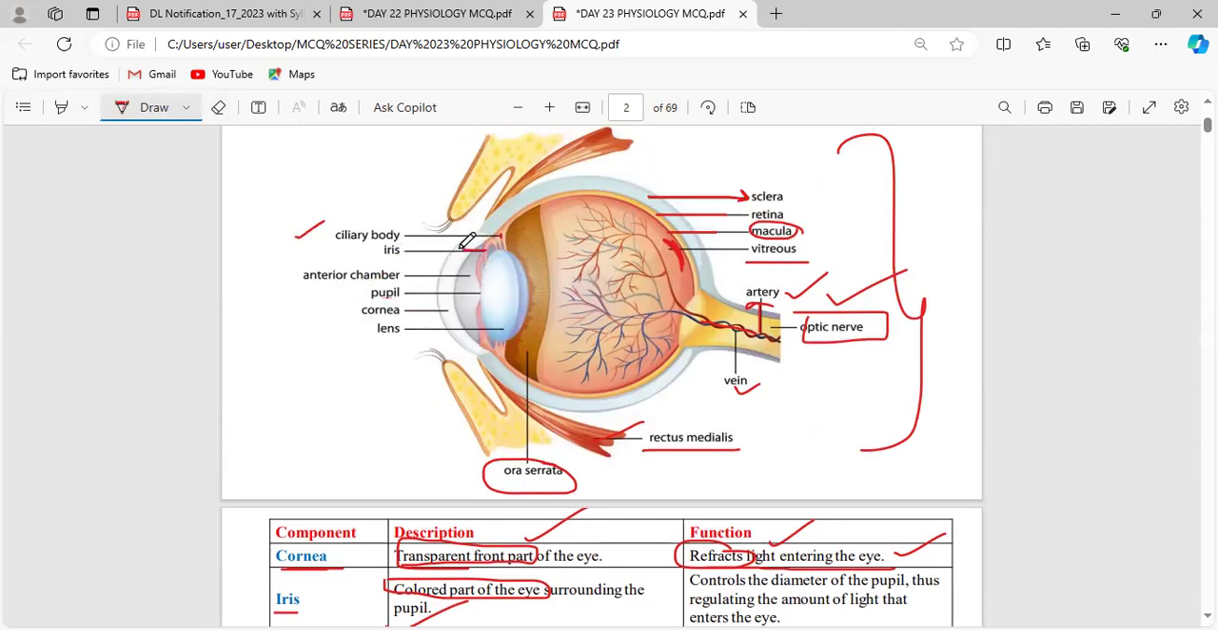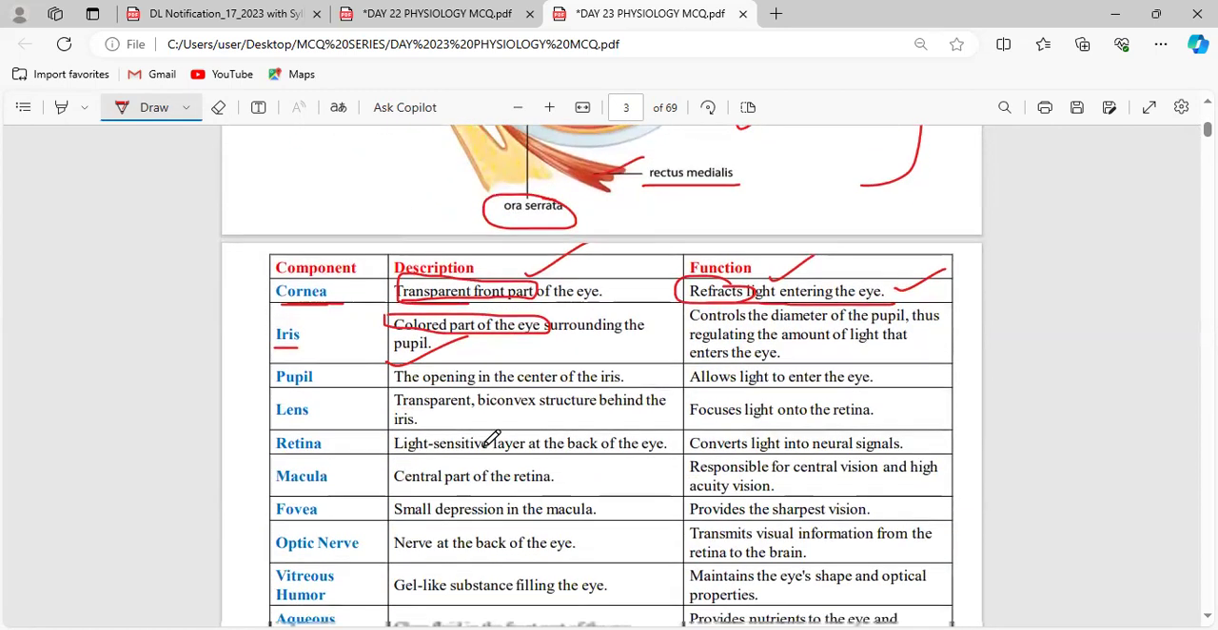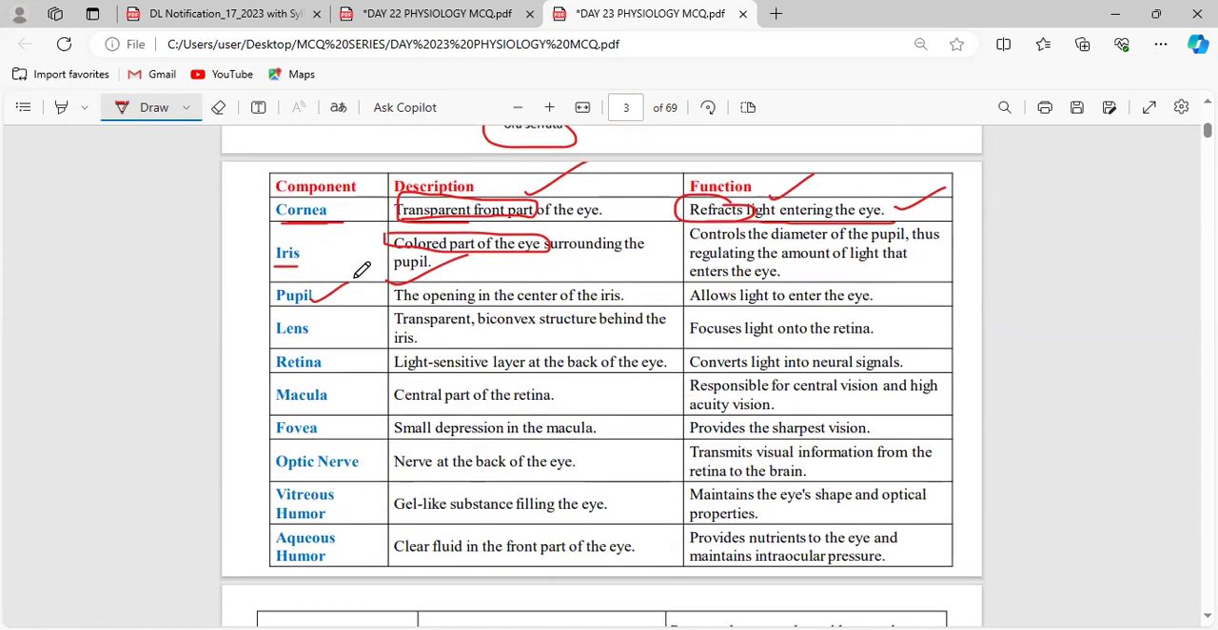This is the iris, and this is the pupil. The iris surrounds the pupil. The function of the iris is that it controls the diameter of the pupil, thus regulating the amount of light that enters the eye. So this is the one regulating how much light has to enter the eye.